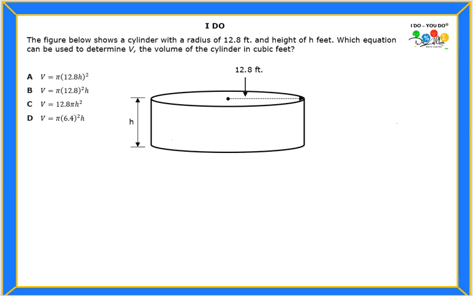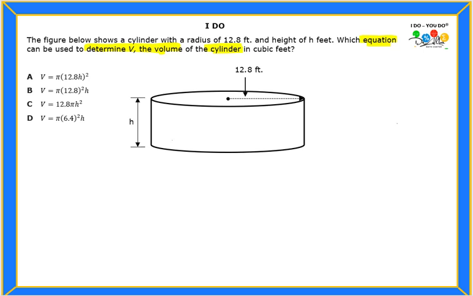And it says, the figure below shows a cylinder with a radius of 12.8 feet and a height of h feet. Which equation can be used to determine B, the volume of the cylinder in cubic feet? Okay, so we're looking for what? Yes, we're looking for a way for you to set it up, which is an equation, to find the volume of the cylinder, right? So let's look at the numbers that are given to you.